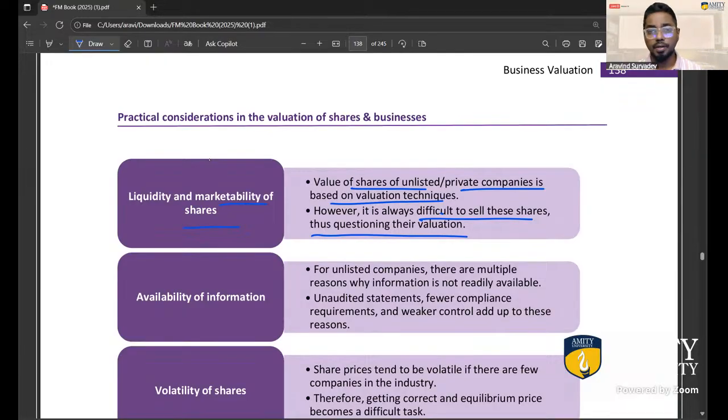For example, you're investing in a company like the companies that come to Shark Tank, a private limited company. How easily can you sell these shares, or your ownership share in that company? That's a big question.